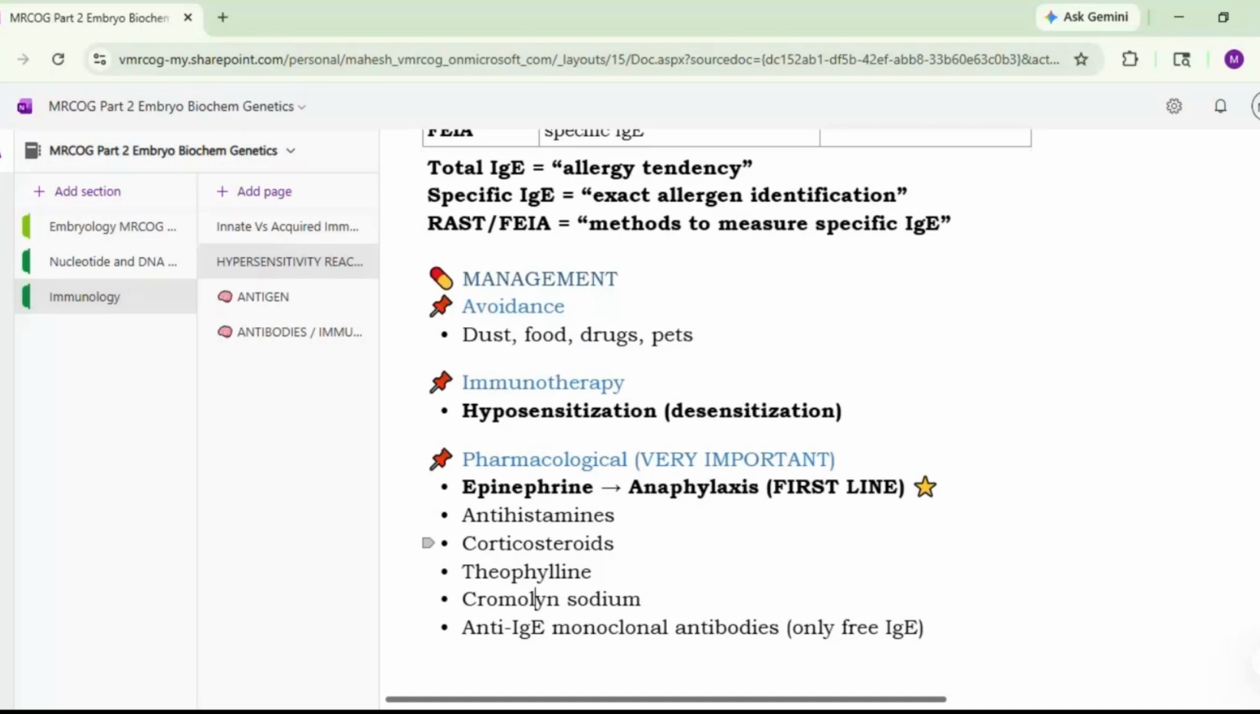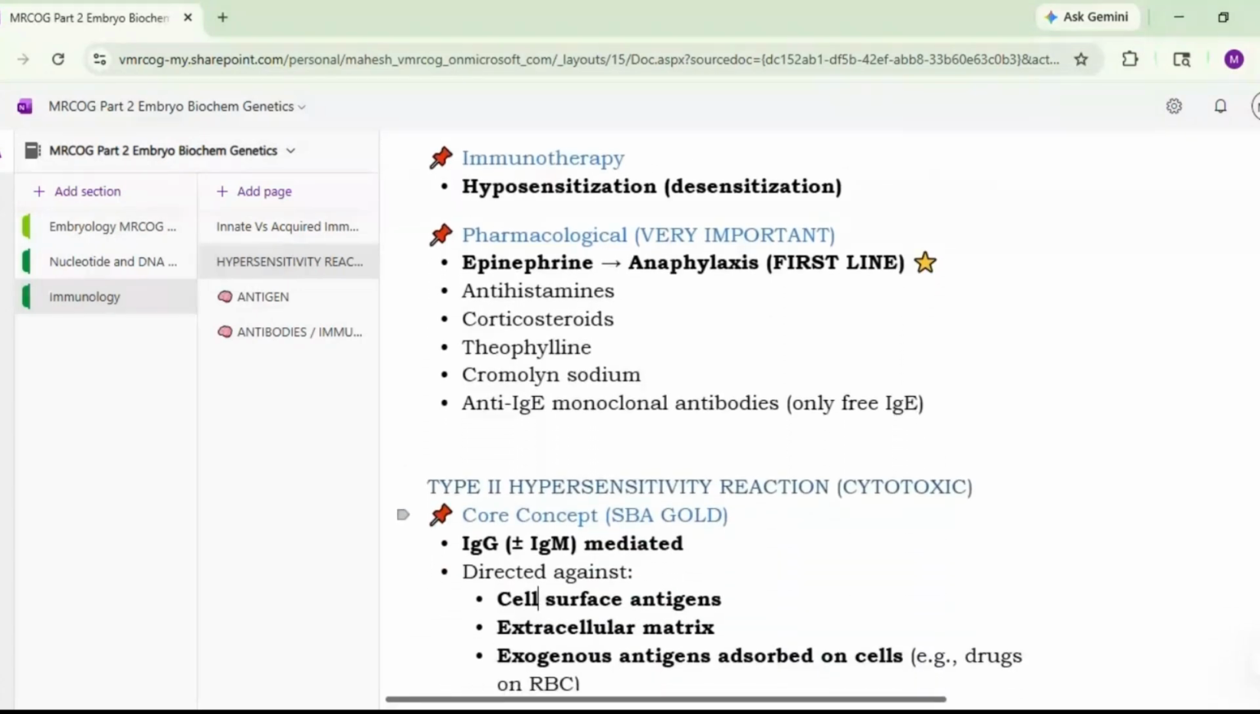And others are supportive, that is antihistaminics, corticosteroids, theophylline, cromolyn sodium, and anti-IgE monoclonal antibodies. Okay, so these are supportive, but the main role is that of epinephrine. So this is what there is about type 1 hypersensitivity.